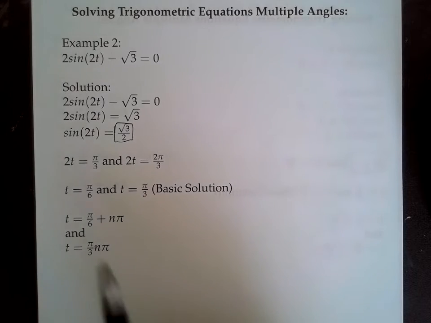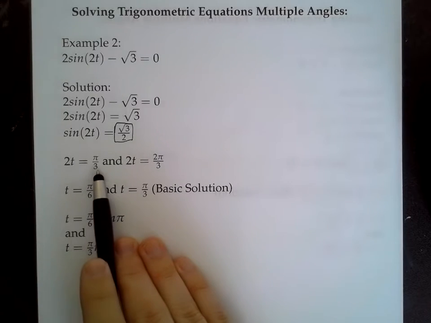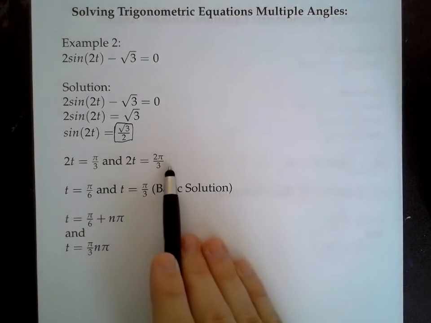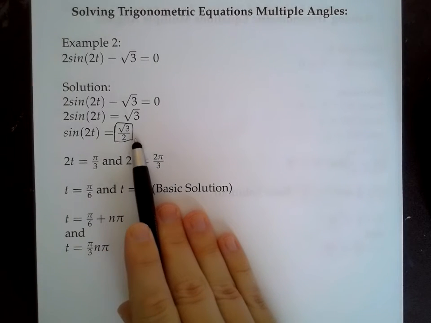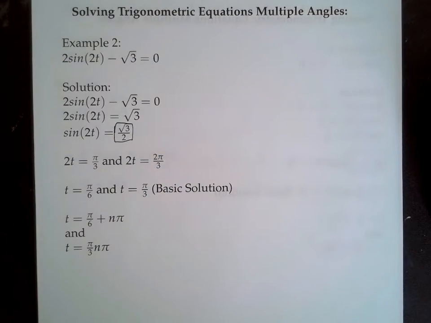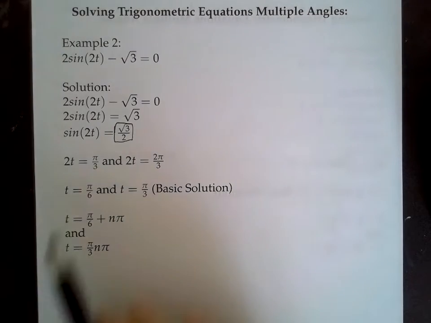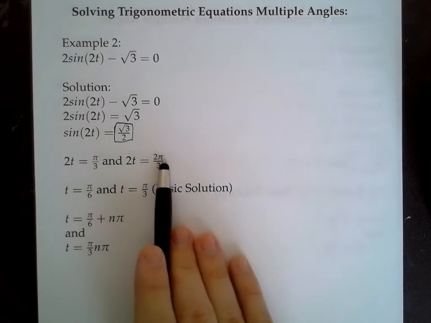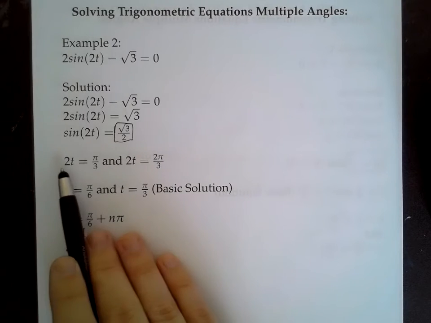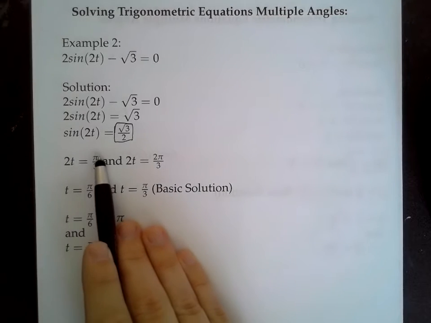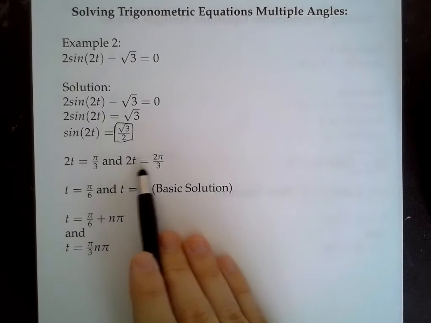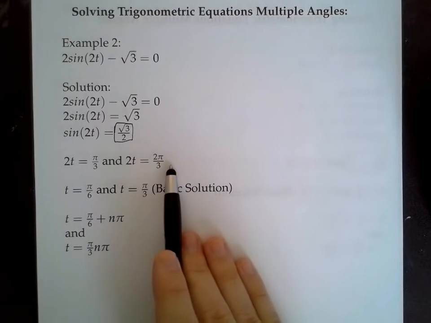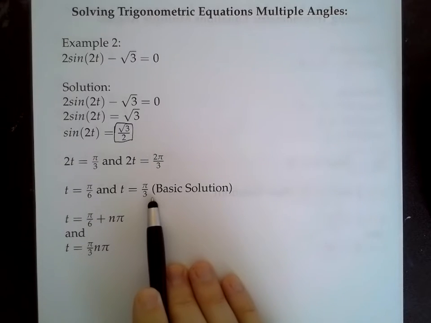So what I'm going to do is I'm going to say that 2t is equal to pi over 3, and 2t is equal to 2 pi over 3, because these are the two angles of theta which give me the square root of 3 over 2 as a value. So then from here, what I'm going to do is just divide both sides by 2. So I get t is equal to pi over 3 divided by 2, which gives me pi over 6. And t is equal to 2 pi over 3 divided by 2, which is equal to pi over 3.